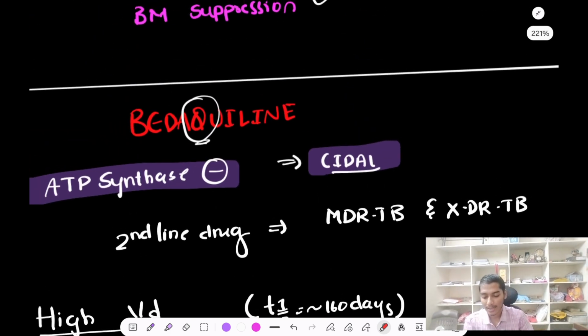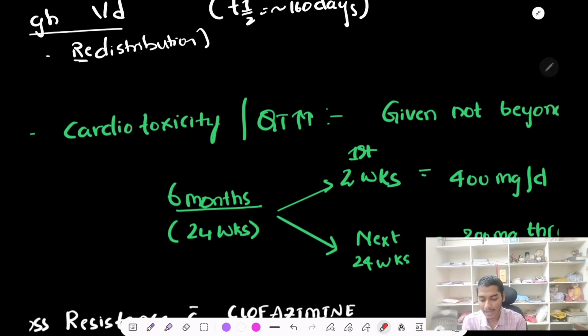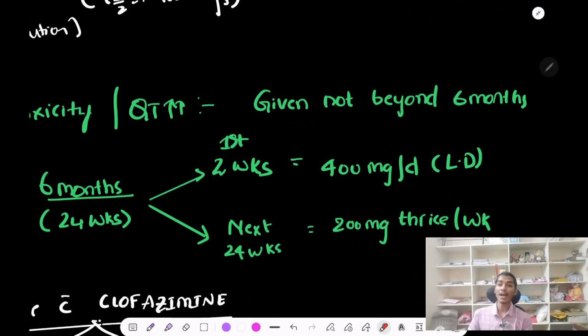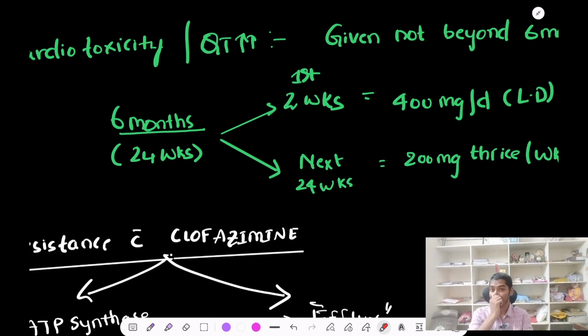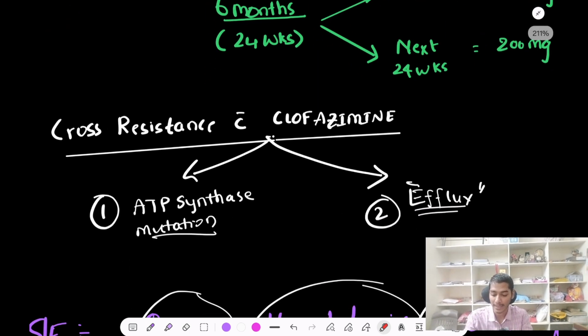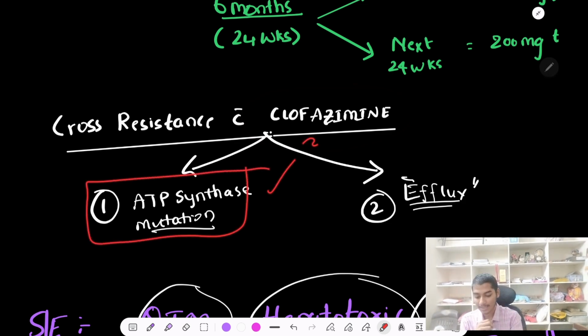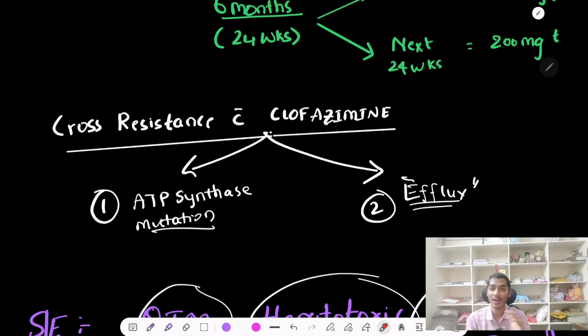As you can see from the name Q, it is mainly associated with cardiotoxicity, QT prolongation, and is given not beyond 6 months. That's why I have mentioned it there. In the long regimen of multi-drug resistant TB, 18 months, we go with bedaquiline in the 6 months intensive phase. But in the next 12 months continuation phase, we are not giving bedaquiline. This is the reason: it's associated with cardiotoxicity. Cross resistance with clofazimine is noted because of ATP synthase mutation or efflux, which is common for clofazimine as well as bedaquiline.